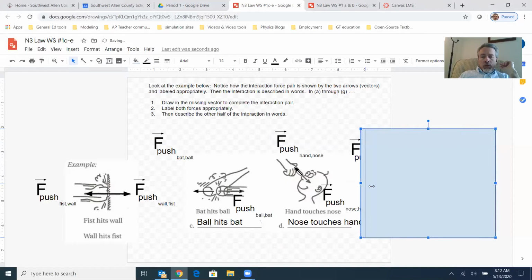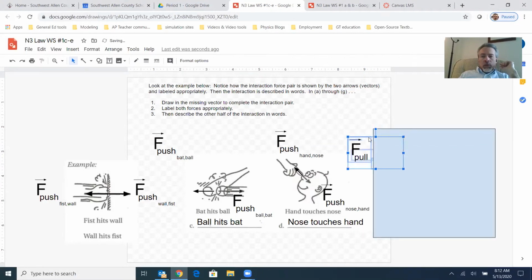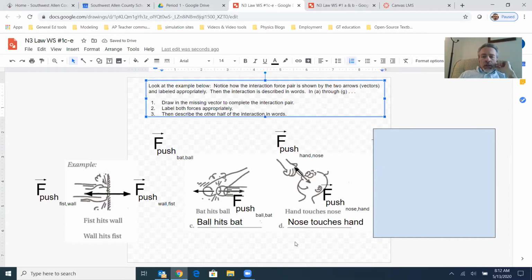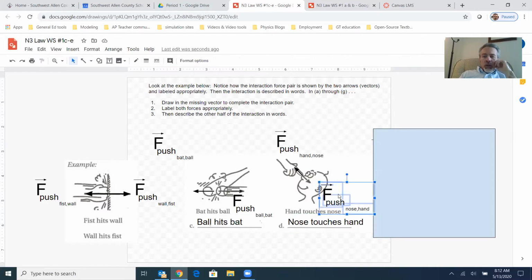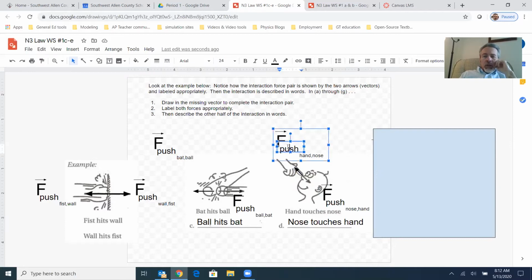Oops, too far. Try to ignore this one. There we go. The next one says hand touches nose, so it's going to be nose touches hand. So there's a push force on the nose from the hand, which means there's an equal and opposite push on the hand from the nose.